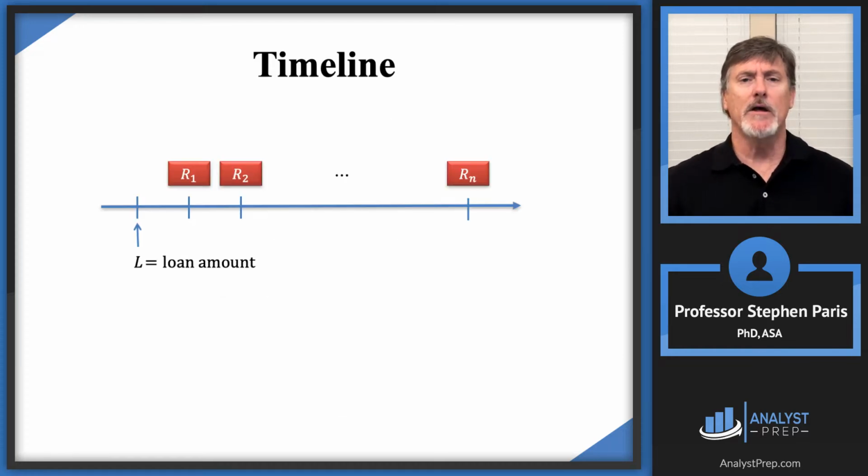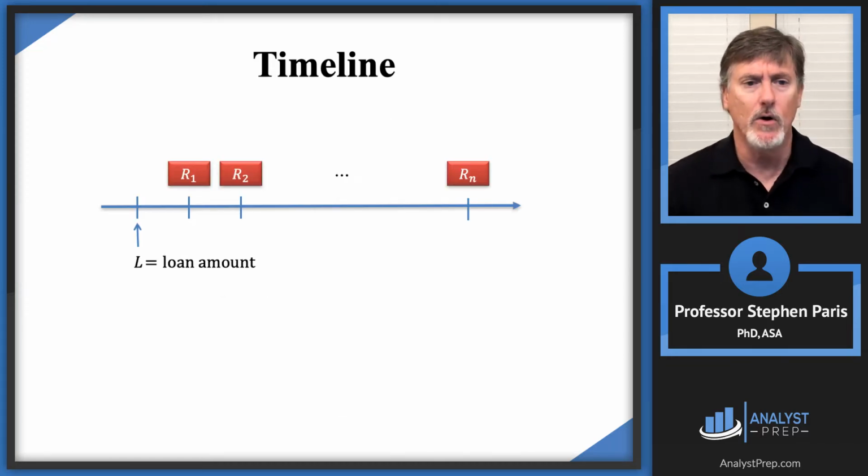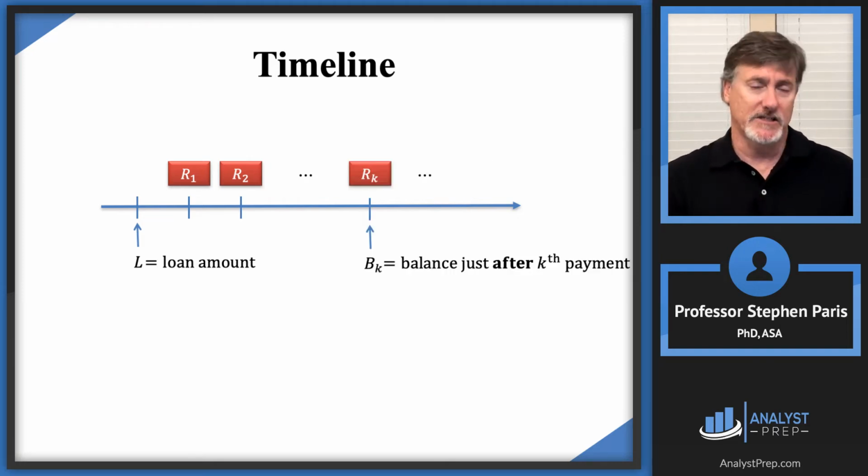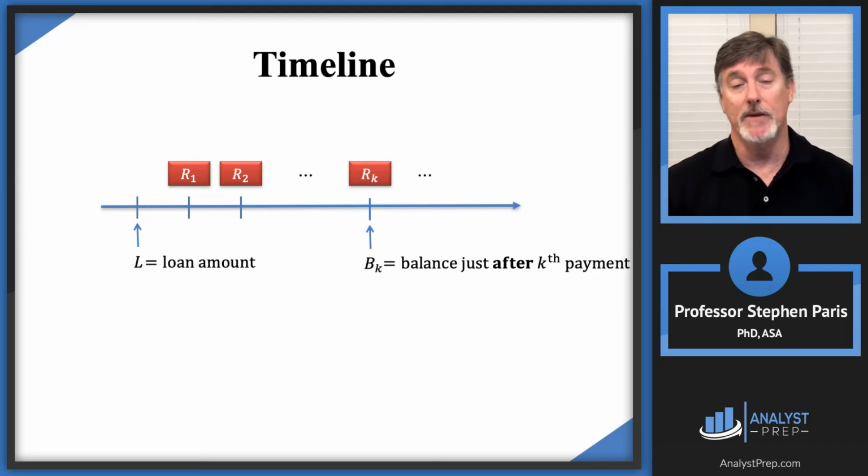So let's look at our timeline. This is our timeline for the loan. We have a loan amount, and then the first payment is always going to be one period after the loan amount, and then the next payment is denoted cap R sub 2 and so forth. And then cap B sub K will be sometime between 0 and N, we have some K value. We made a kth payment, and cap B sub K is going to be the balance just after that kth payment. That's the first step in a lot of these problems: to determine what the balance is just immediately after you made a certain payment.